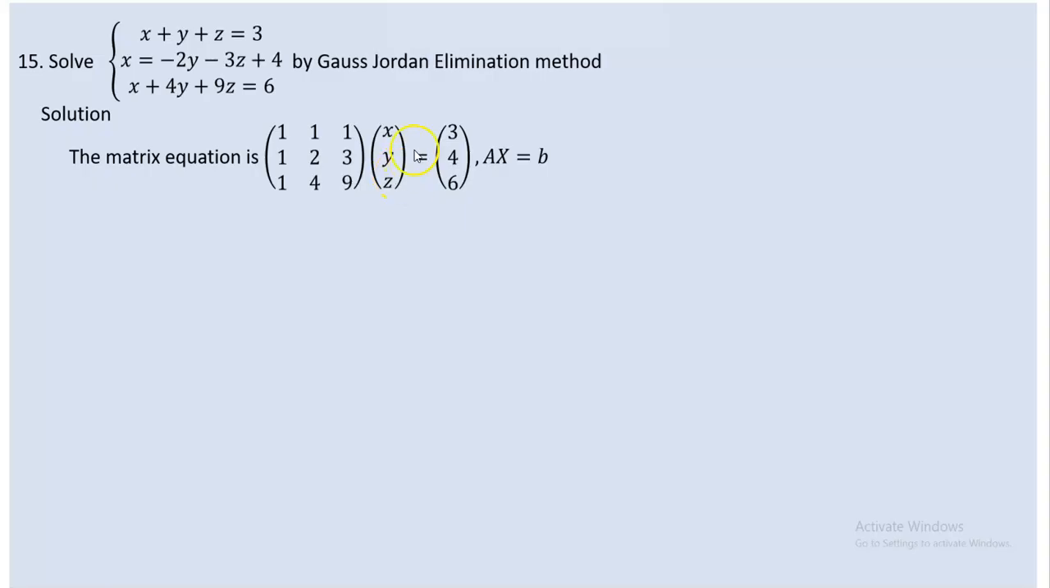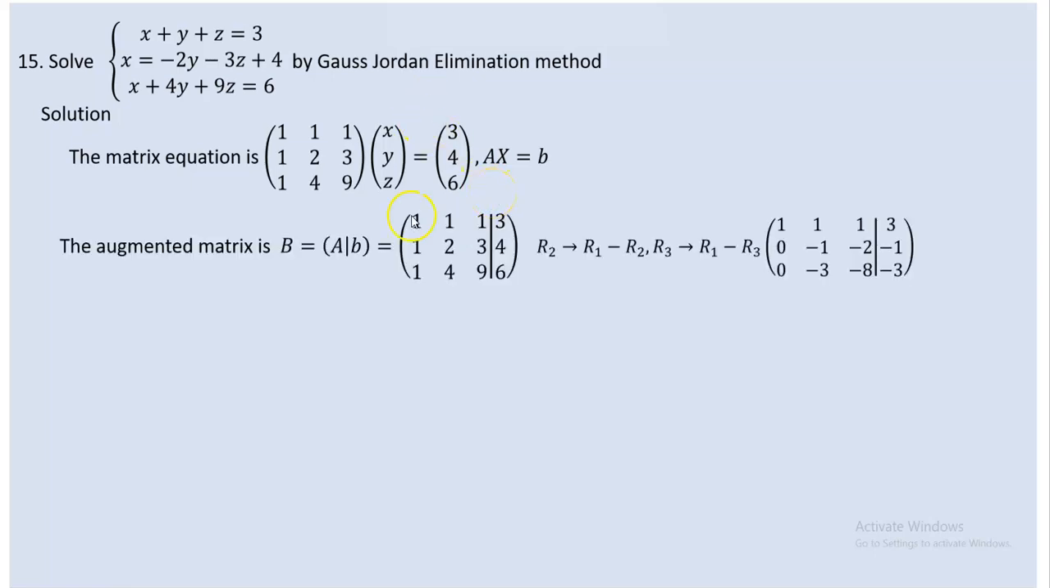Now what comes next is the unknown variables x, y, z. The unknown variables x, y, z are written as a column matrix, and then we have the constant vector, written to the right side of the equality sign, 3, 4, 6, as can be shown. So we got AX equals B. The method is the Gauss Jordan elimination method.